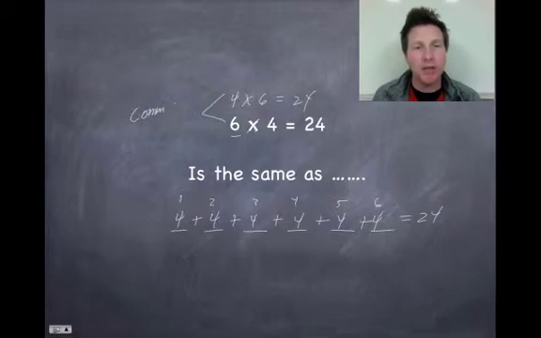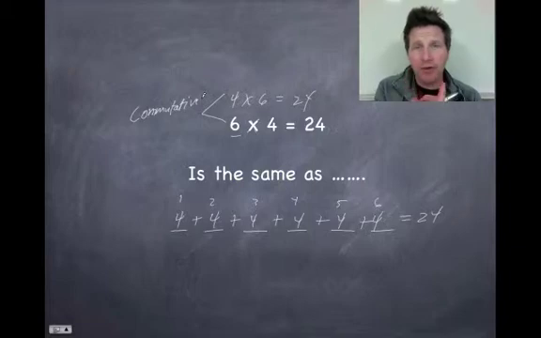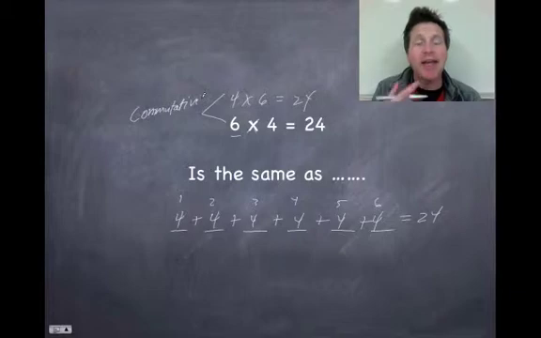The commutative property of multiplication. That just means the numbers that you're multiplying can be switched back and forth, and the answer still remains the same. The factors are what they're called. No matter what order the factors come in, the product will remain the same, okay?